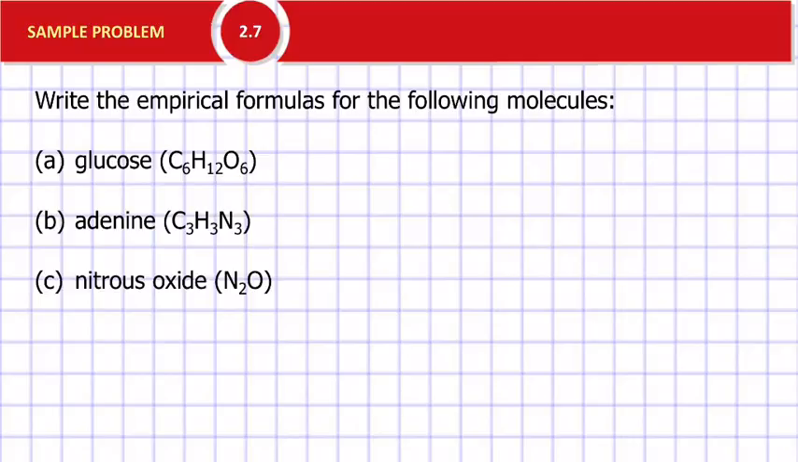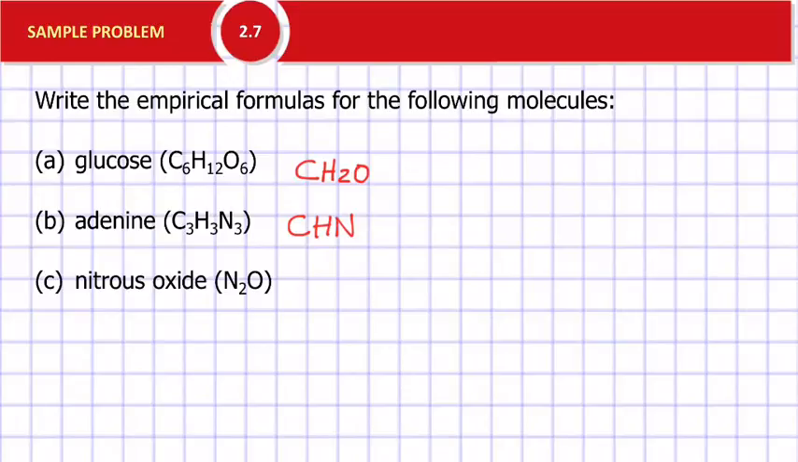So write empirical formulas for the following molecules. Molecular formula for glucose is C6H12O6. What's the empirical formula? CH2O. Those subscripts, 6, 12, and 6, are all divisible by 6. And so we get 1, 2, and 1. Adenine, C3H3N3. CHN. I'm looking at the subscripts and I'm finding what's a common factor that I can take out. Well, they're all divisible by 3.